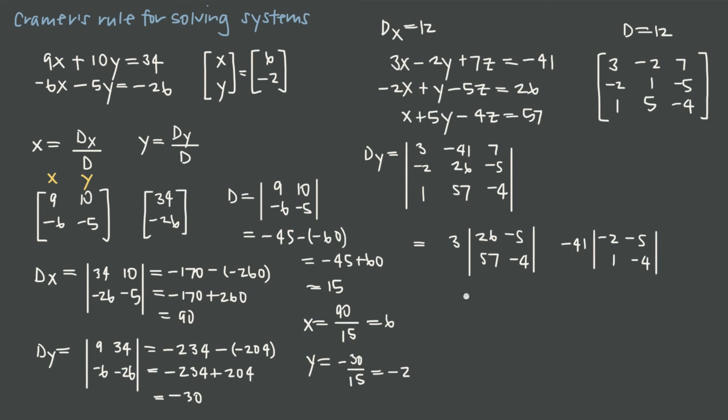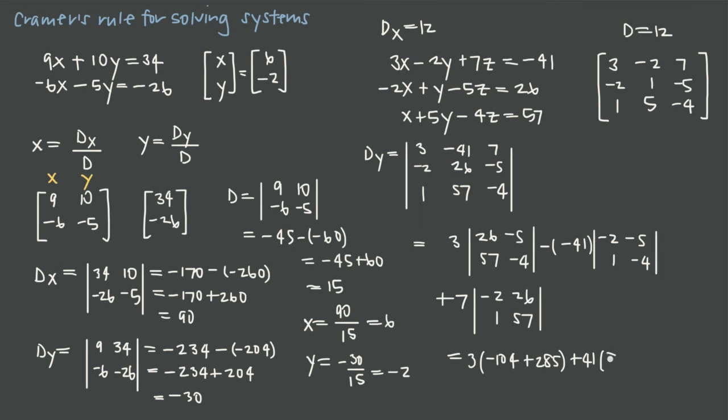And then the last one will be 7, and that'll be negative 2, 26, 1, and 57. And then across the first row, our checkerboard pattern is plus, minus, and then plus. So when we simplify this, we'll get 3 times 26 times a negative 4 is a negative 104. Negative 5 times 57 is a negative 285. So we have minus negative 285 or plus 285. We have minus a negative 41, so that's plus 41.